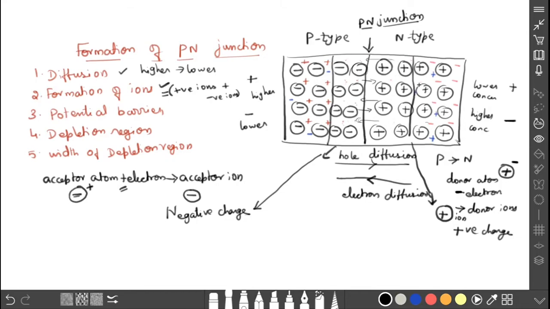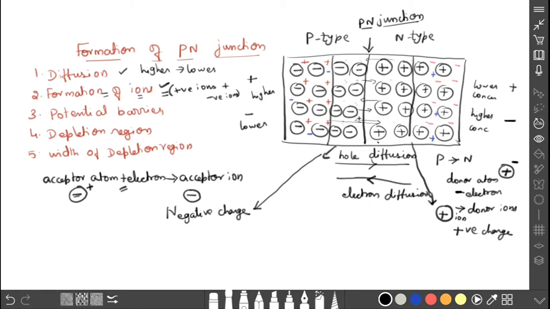Same thing on the N side also. Here positive charge is there. Further, if some holes try to cross the junction, at that time it repels. Why? Because this is positive charge and the hole also has positive charge. So both will repel. This formation of ions will prevent the further movement of charge carriers, electrons and holes. So that is the importance of the formation of ions.